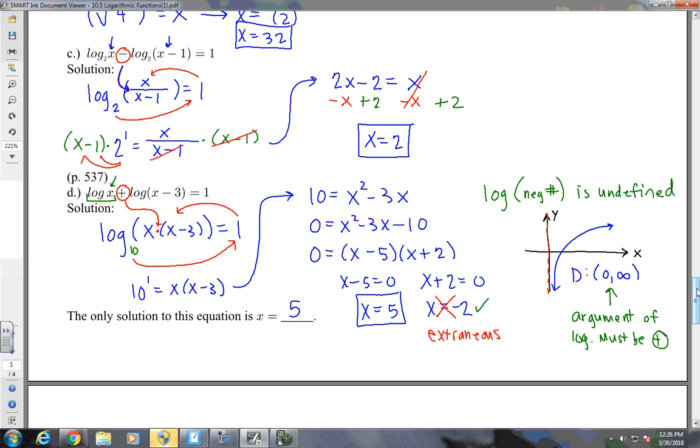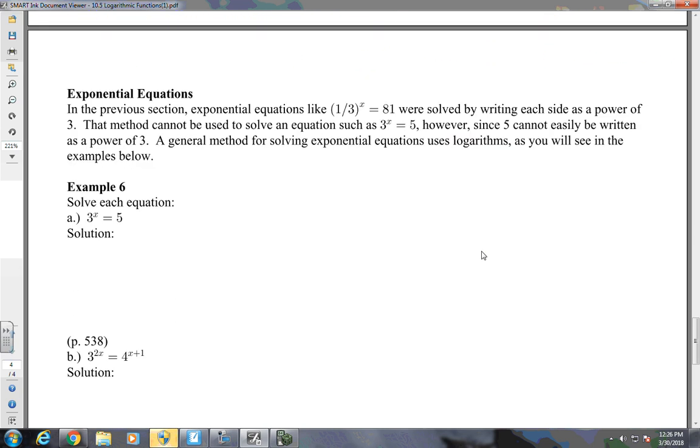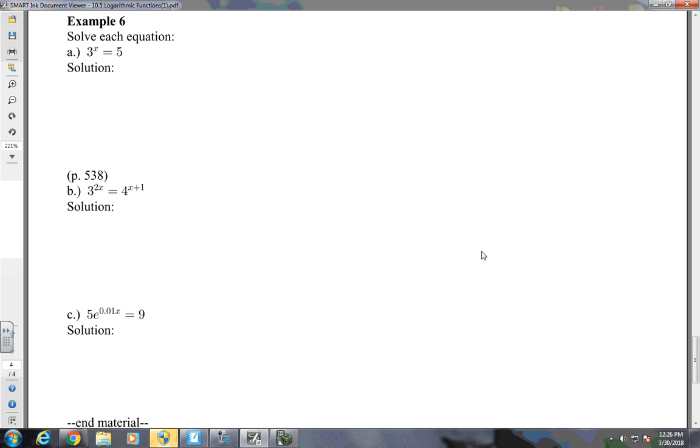Now, let's switch modes. Let's talk about solving exponential equations. Just like we used an exponential operation to undo a logarithm, we're going to use a logarithm to undo an exponential operation. Again, we use subtraction to undo addition. We use division to undo multiplication. I'm always solving equations applying the principle of inverses.